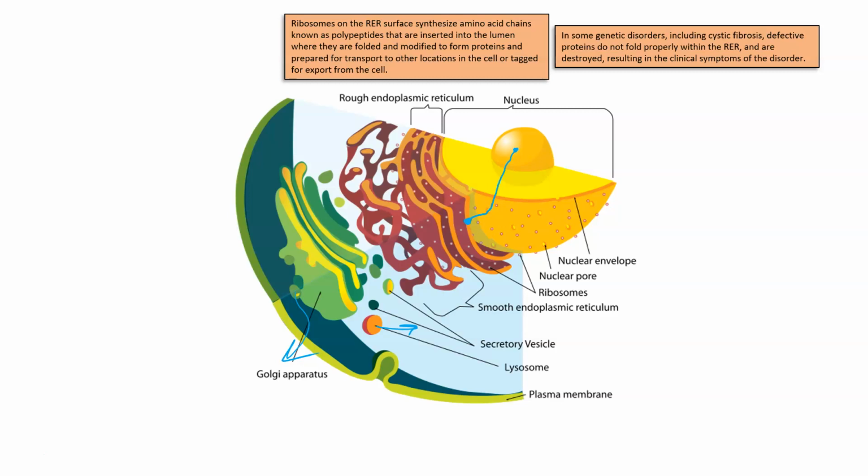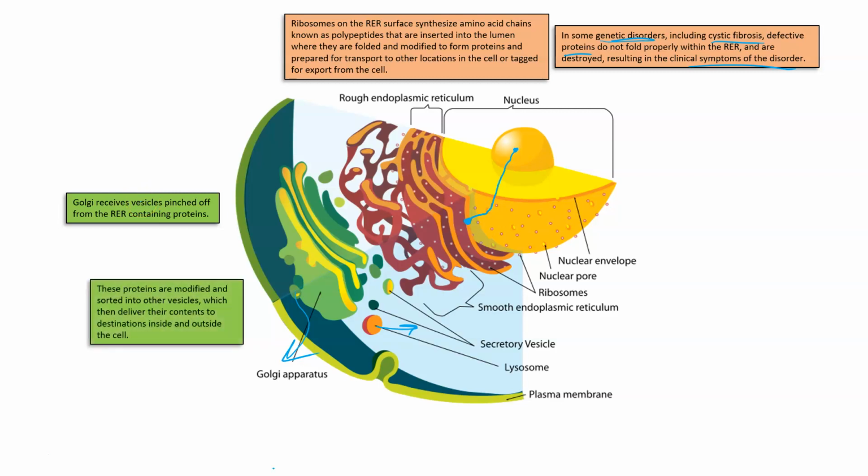There are, in some cases, though, some genetic disorders, including cystic fibrosis, that are the result of a defective protein that doesn't fold properly within the rough ER and is destroyed, resulting in the clinical symptoms of the disorder, which we're going to talk about a lot in this class. Okay, so typically after these protein products are made and initially folded by the rough ER, they're sent to the Golgi, where the Golgi receives them. They're going to be packaged and sorted and chemically modified and folded further and matured, and delivered to specific destinations both inside and outside of the cell.